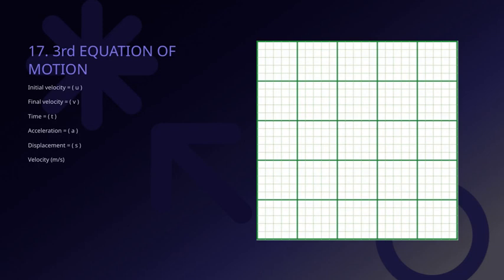All right, let's take a closer look at the third equation of motion. On this slide, we see several key variables. Velocity, which is measured in meters per second, or m/s. Displacement, represented as s, is the change in position. Acceleration shows how quickly the velocity is changing. Time, t, is simply the duration over which these changes happen. Final velocity, v, is where the object ends up after some time, while initial velocity, u, is where it started. The third equation of motion ties all these together. It helps us calculate one of these variables if we know the others, assuming constant acceleration.